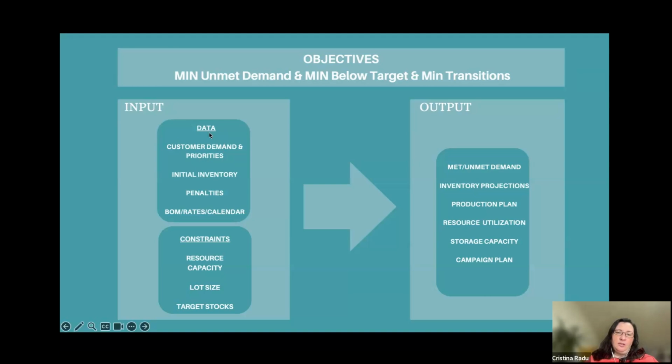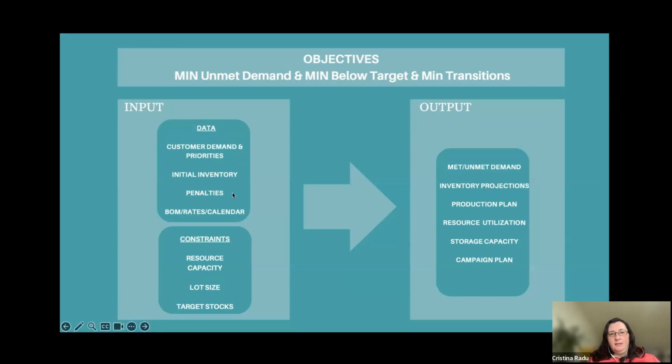And here we start with the demand. Demand is always the driver of the solver because, as we said, we need to match demand with supply. So the input is demand, and it drives what happens in the solver. Then what is your initial inventory? So what is the product available in the first bucket of the horizon?